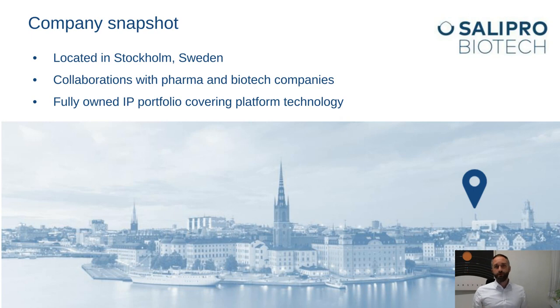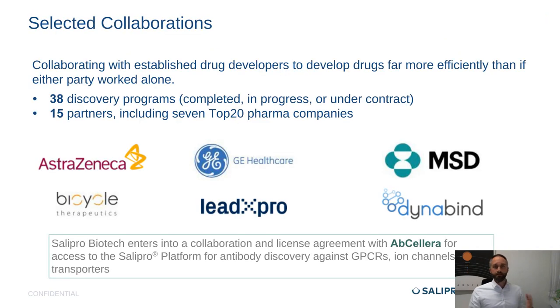Just a few words on our company. We are located here in Stockholm, and here you can see the view of the city, and that little dot is approximately our location, so rather in the city center. We are collaborating with pharma and biotech companies and have a fully owned IP portfolio that covers our platform technology. Today, we have 38 discovery programs in several stages with 15 partners or collaborators, including 7 of the top 20 pharma companies. And here you can see a selection of some of our partners and collaborators.